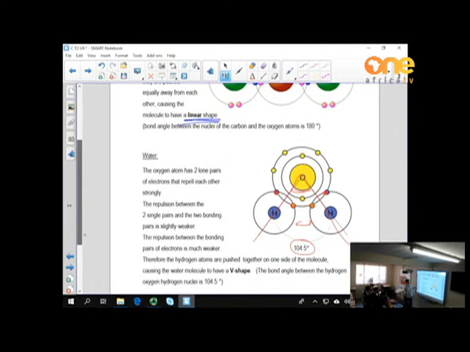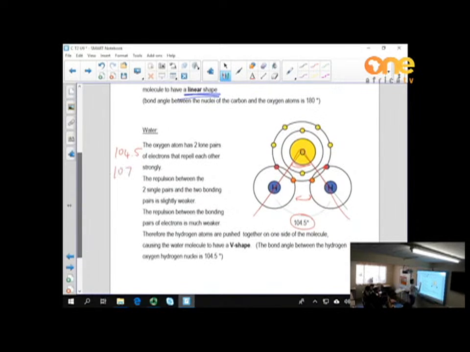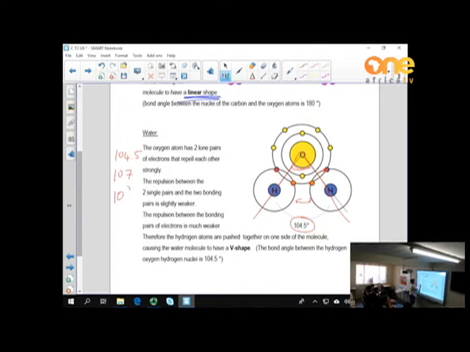So, try and remember it. Water, 104.5. What was ammonia? 107. And the last one that we've done now, 109.5. So 4, 5, 6, 7, 8, 9. Okay. Try and get yourself a system to remember the size of the bond angle. If you can remember the sizes, you would be able to figure out which size belongs to which atom.